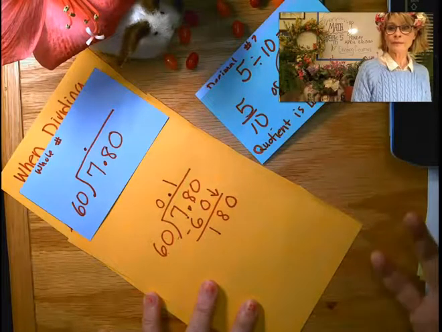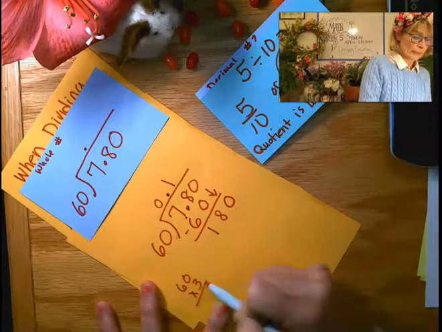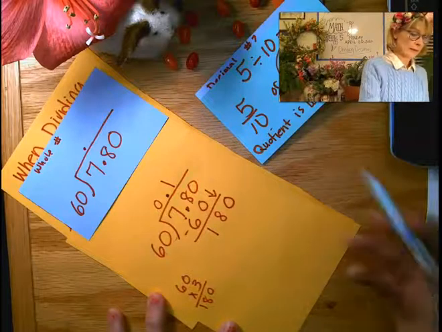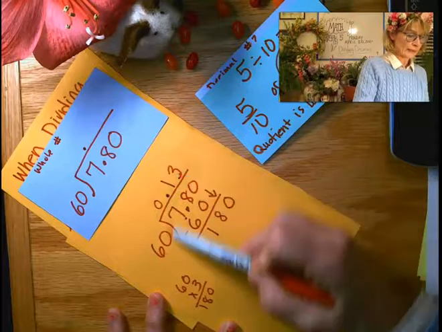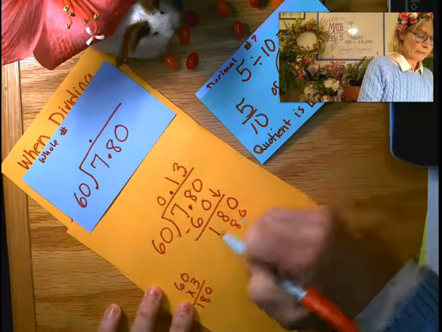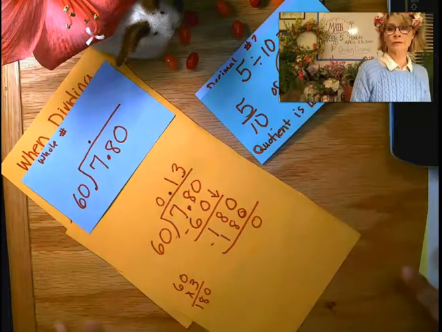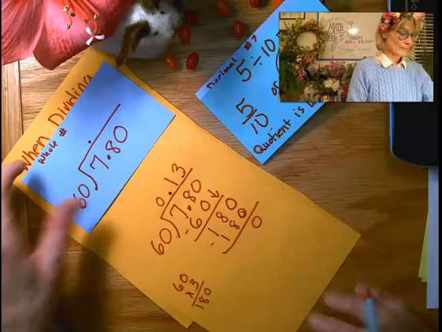Well, I know 3 times 6 is 18, so I know that 60 times 3 is going to equal 180. And so it's going to go 3 times. I'm going to put that up in my quotient. I'm going to multiply 3 times that 60, which we know is 180. I'm going to subtract that, and I get 0 remainder. And so I'm all done with this problem. And now we're ready for the next one.